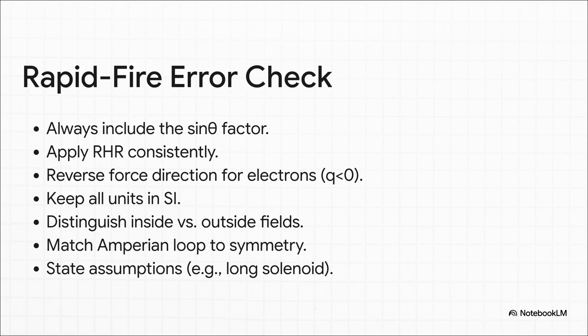Run this checklist in your head before you move on from a problem. Did you include the sign of theta? Are you 100% sure you used the right-hand rule correctly? Did you remember to flip the force for electrons? Are all your units in proper SI? Do you know the difference between the field inside versus outside? Does your Amperian loop actually match the symmetry? And did you state your assumptions, like assuming an ideal solenoid? Just a quick mental scan can save you so many marks.